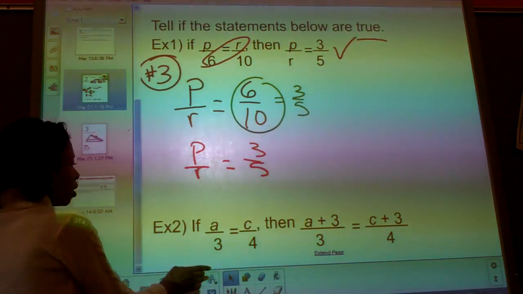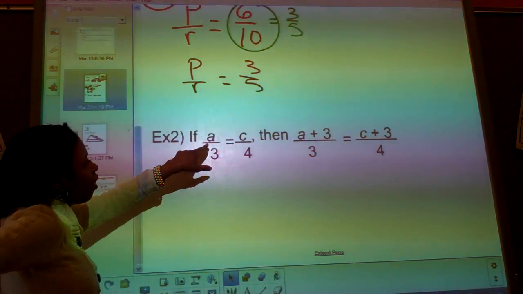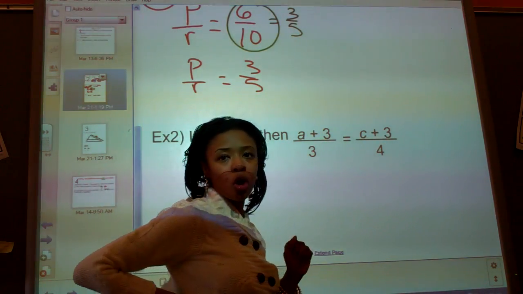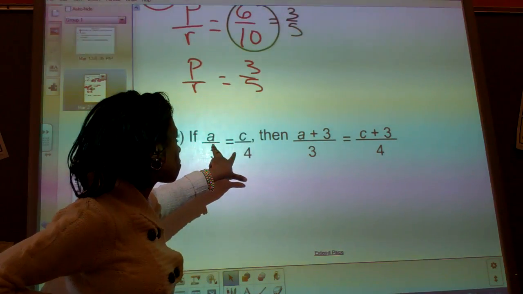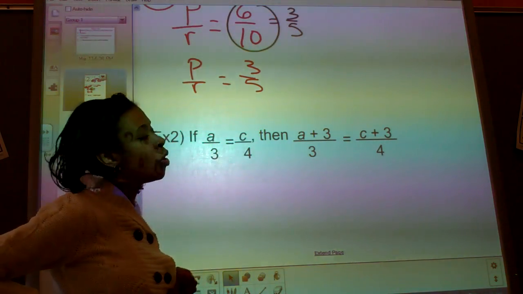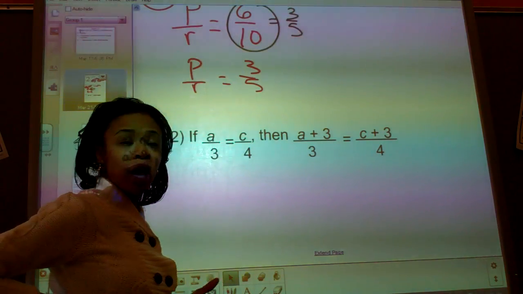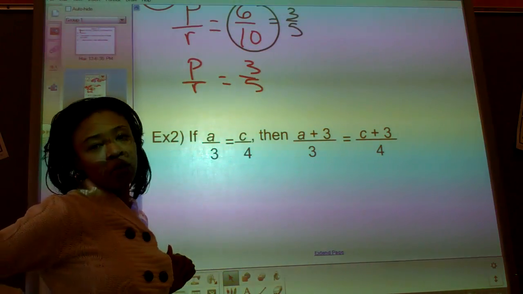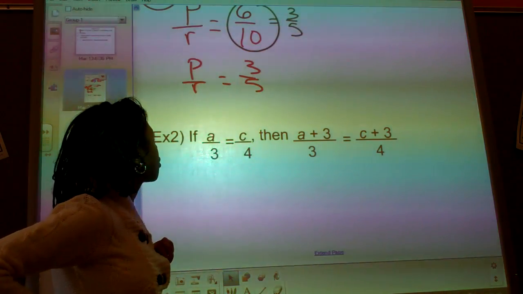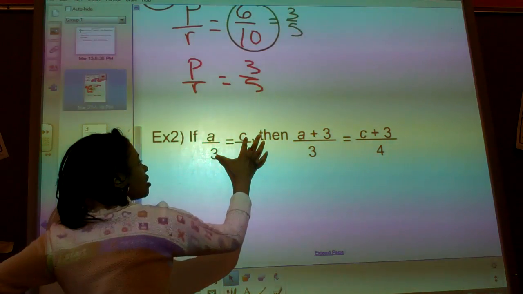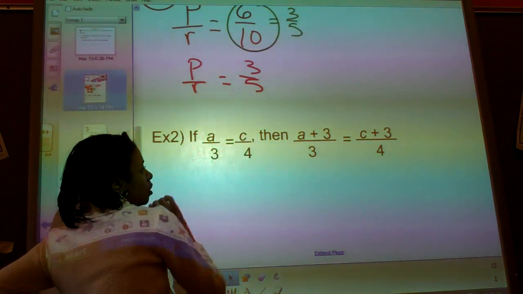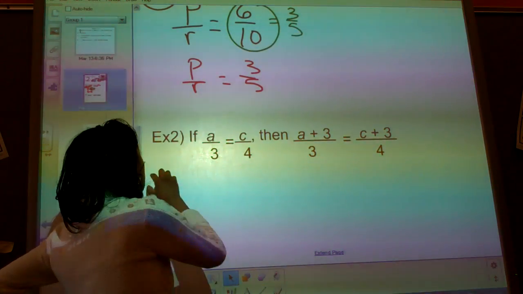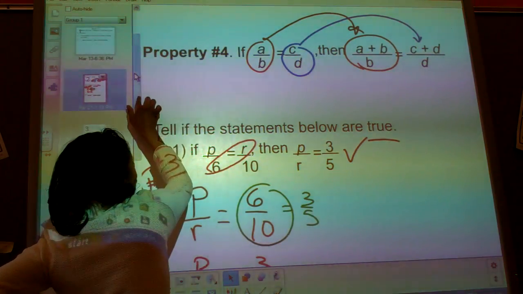On this next example, we have: if A over 3 is equal to C over 4, then A plus 3 over 3 is equal to C plus 3 over 4. Well, which property does that look like? Does that look like cross product? No. Does it look like property 1? Does it look like property 2? What's property 2 say? It's the reciprocal. That means it will be 3 over A equals 4 over C. Doesn't look like the reciprocal to me. Now what about property 3 when I switch the B and the C? So C should be in the denominator and 3 should be in the numerator. That doesn't look like property number 3 either. It does to me look like property number 4.